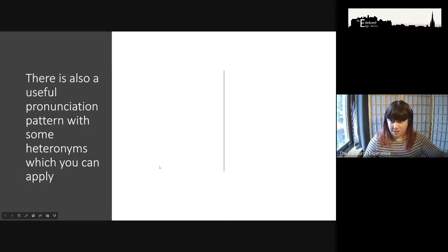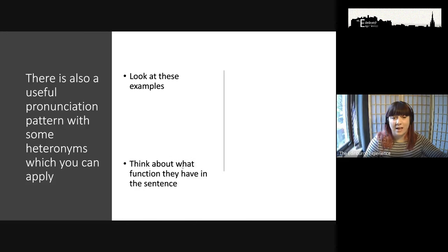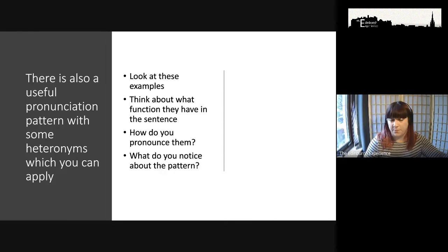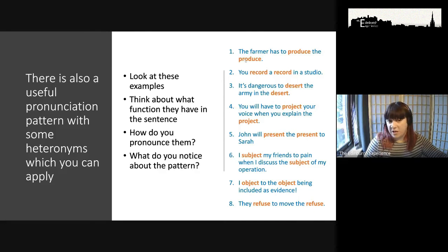With some heteronyms, there is actually quite a useful pronunciation pattern which you can apply. So let's have a look at these examples, which I'm going to show you. I want you to think about what function they have in the sentence and how you pronounce them. Okay? So read through these examples, just take a minute. Think about what the function is for each one and think about how you would pronounce them.